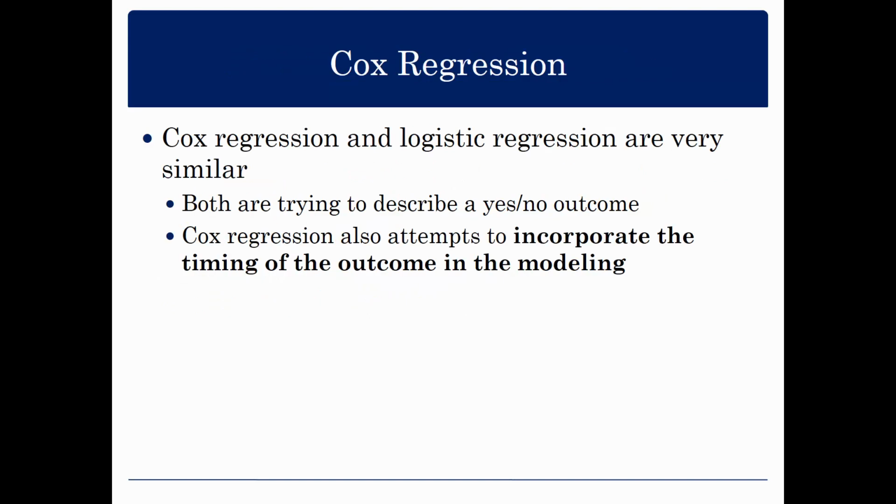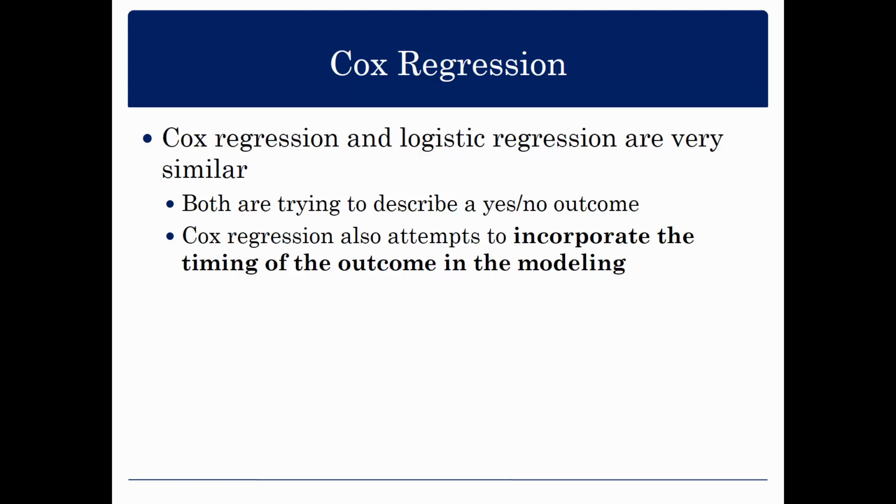Cox regression is where we're going to end. Cox regression is a set of regression models that are very similar to what we just saw with logistic regression. They're modeling whether or not an event is happening. But again, Cox regression is also attempting to incorporate the timing of the outcome in the modeling. So there's actually a combination of two things that Cox regression can detect.